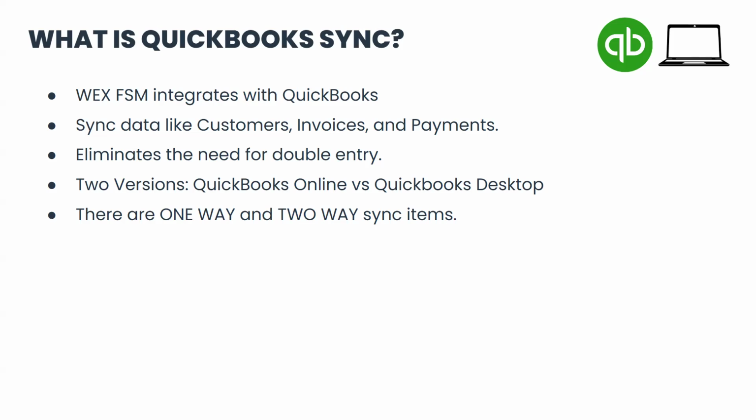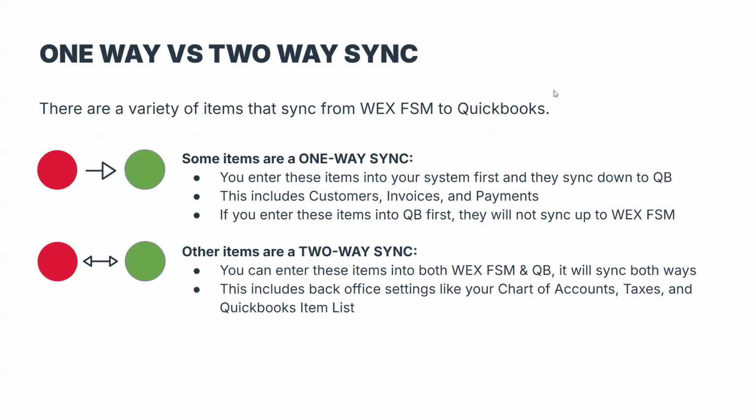Now, there are two different types of QuickBooks. There's QuickBooks Online and QuickBooks Desktop. And within the items you're syncing, there are two different kinds of syncs. There's a one-way sync and a two-way sync. So what is the difference between one-way sync items and two-way sync items? One-way sync is only going to sync from WEX FSM to QuickBooks. And those are items like your customers, your invoices, and your payments.